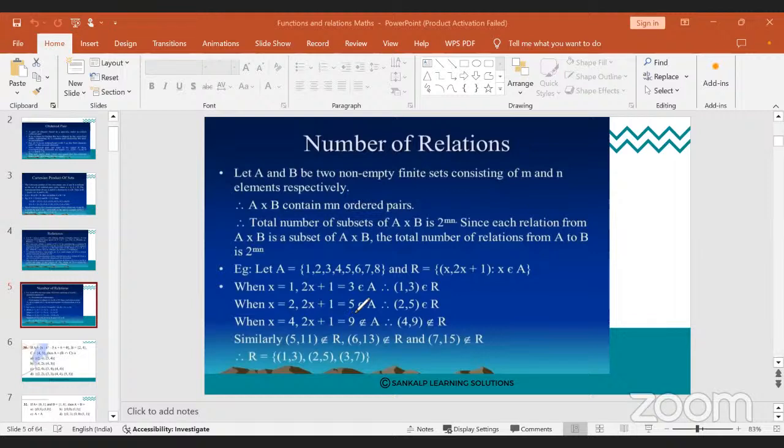Second is 2, substitute, we will get the answer as 5. And the second element of the first bracket, second element of the second, we got it as 5. So both together, when we write, it is 2 comma 5. So these are some examples based on the number of relations.